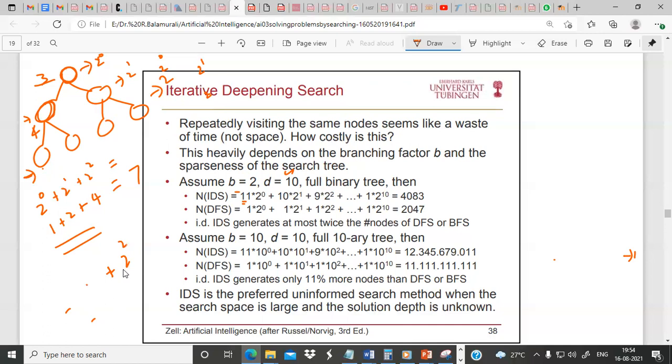So it is 1 into 2 to the power 2 at the maximum depth, whereas the level before it is 2 into 2 to the power 1. And at the top level, the root, the node will be explored 3 times. So it will be 3 into 2 to the power 0. So this node will be accessed 3 times. Each of these nodes will be accessed 2 times. And each of these nodes will be accessed only 1 time.